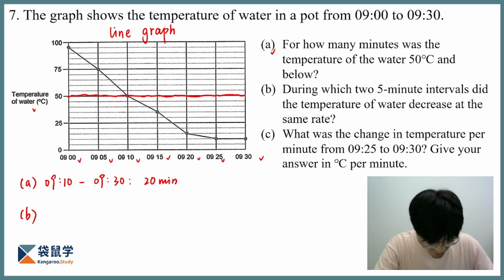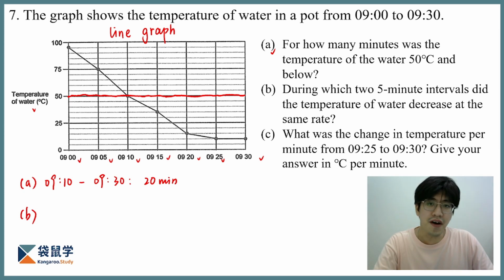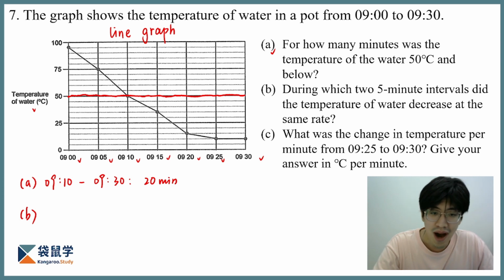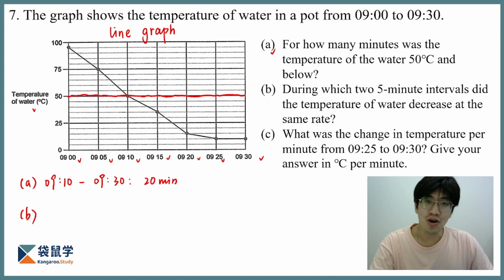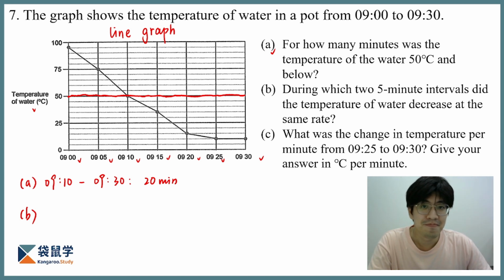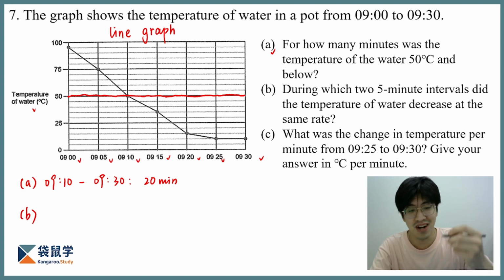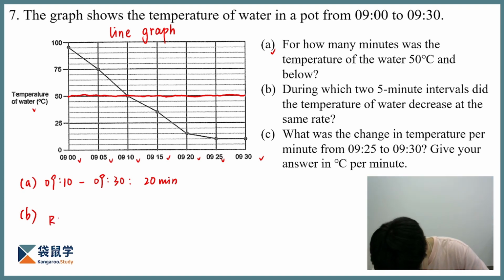For the second one: during which two 5-minute intervals did the temperature of the water decrease at the same rate? Well, this is a bit tricky, because in order to know the rate, what is the formula for calculating rate? Let me write it down. In order to calculate rate, I take the change, in this case the change of temperature, divided by time.